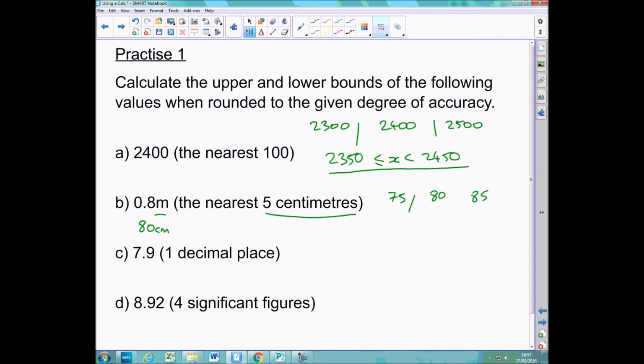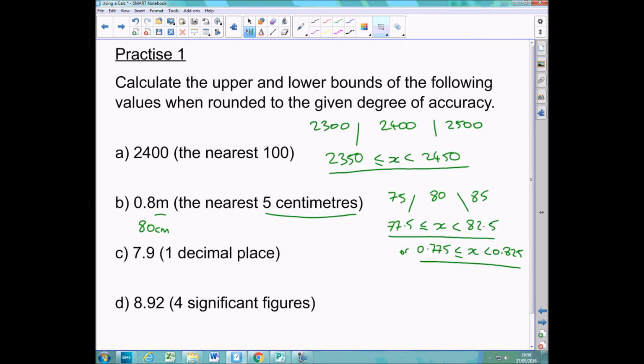And then my upper and lower bounds are going to be the values in between, which is 77.5 centimeters and 82.5 centimeters as well. And so these values again use your inequality notation. Now at the same time you could have kept it in meters and you would have ended up with 0.775 meters and 0.825 meters. That would also be the right answer. It just means that you've done it in meters instead.